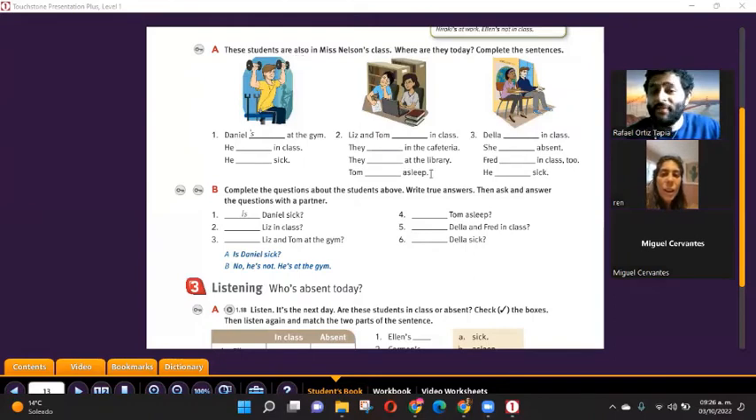Okay, so library is a public place. So remember, when you are using public spaces, you need to use at. Like at the park. I'm at the park, I'm at the mall, I'm at the concert. So public places. In the cafeteria. Okay. And at the museum.